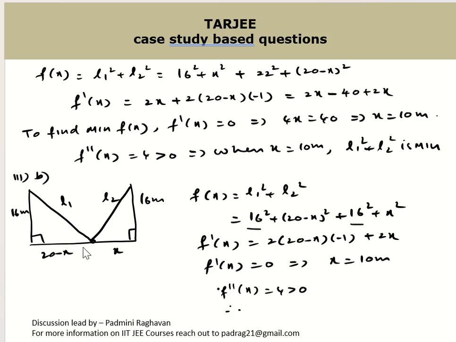The point where the ladders have to be placed so that L1 square plus L2 square is minimized is exactly at the midpoint of the width of the road. So 10 meters on this side and 10 meters on this side. The heights of the poles do not matter at all, whether it is 22 and 16 or 16 and 16. These numbers do not play a role.